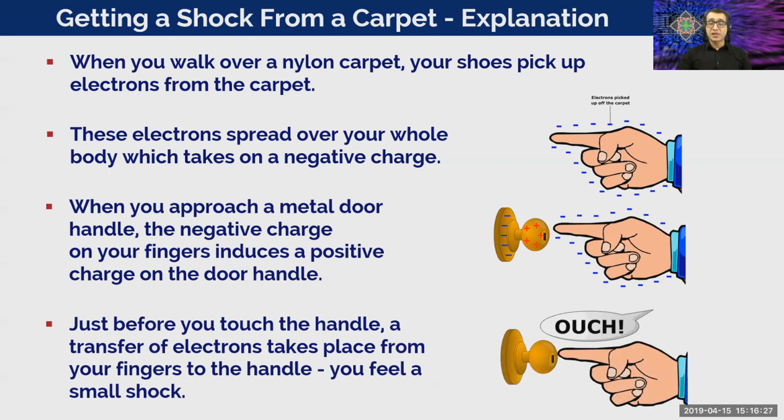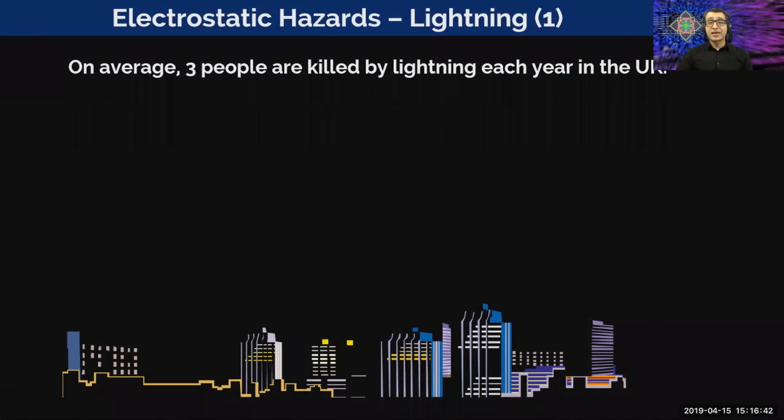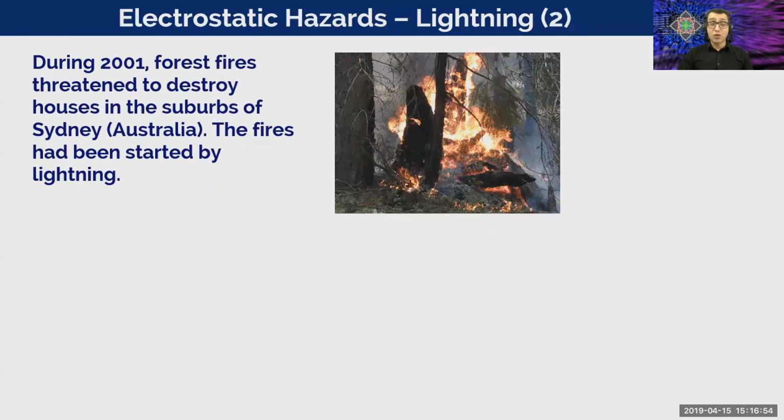So let's have a look now at some of the applications and the hazards of static electricity before we move on to the next topic that you all voted for, which was the idea of electric current and circuits and Ohm's law. On average, 3 people are killed by lightning each year in the United Kingdom. During 2001, forest fires threatened to destroy houses in the suburbs of Sydney in Australia, and the fires had been started by lightning. So lightning can be incredibly damaging both to individual human beings, but also to large segments of either the urban environment or the natural environment.